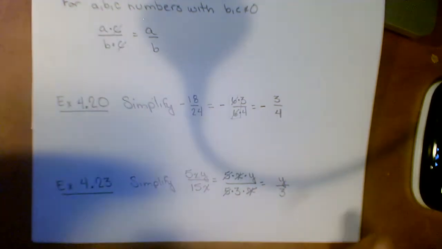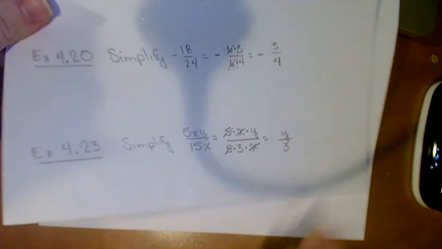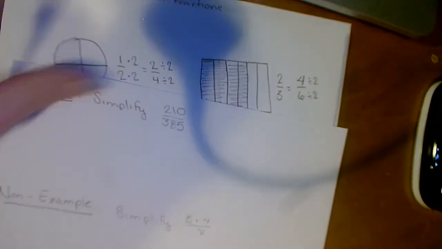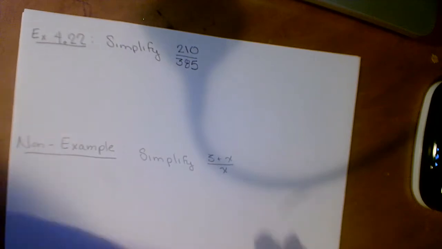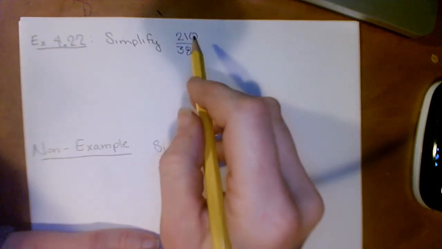All right, let's move on to another example, which has a little bit larger numbers for my numerator and denominator. Let's simplify. This is example 4.22 in your book. Simplify 210 over 385. So first, these are pretty big numbers. I see this one ends in 0, that one in 5, so 5 is likely a factor.